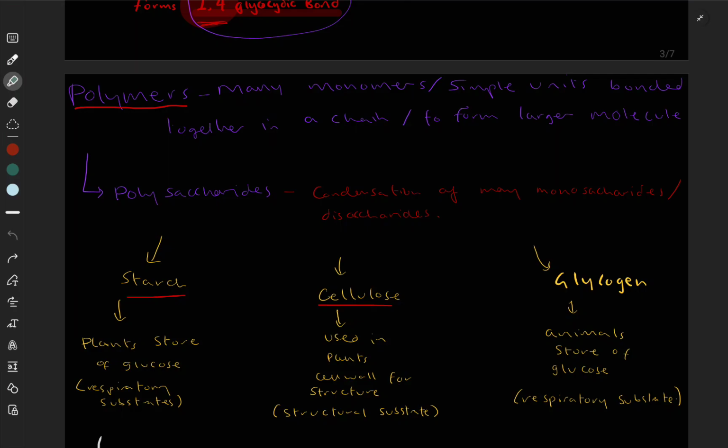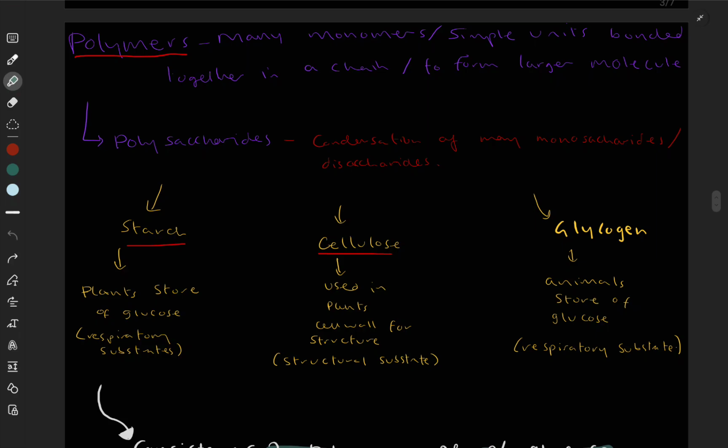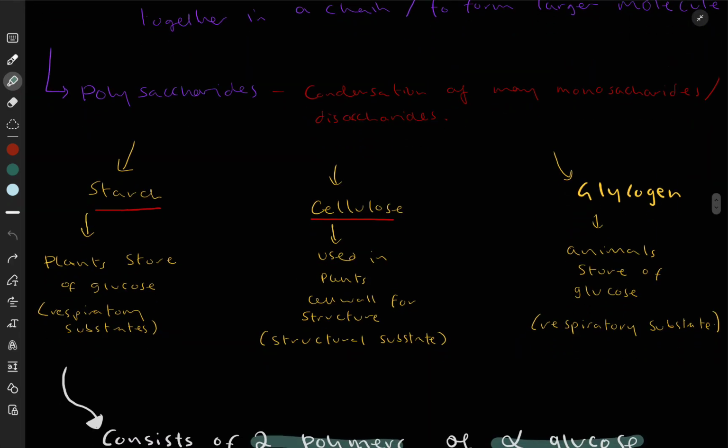Polysaccharides form when there's a condensation of many monosaccharides or disaccharides, such as starch, cellulose, or glycogen. These are the three examples we need to know for our A-level spec. Starch is the plant's store of glucose. It is a respiratory substrate. Cellulose is used in plants' cell wall for structural support. And glycogen is the animals' store for glucose, or the mammals' store for glucose. And it's also a respiratory substrate.